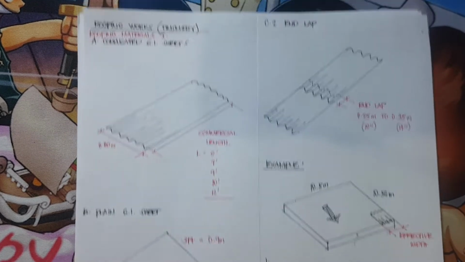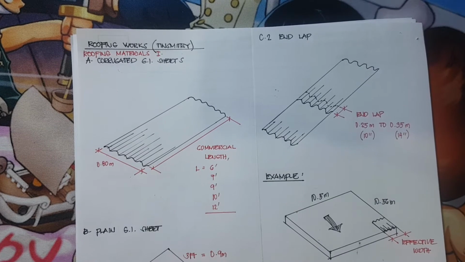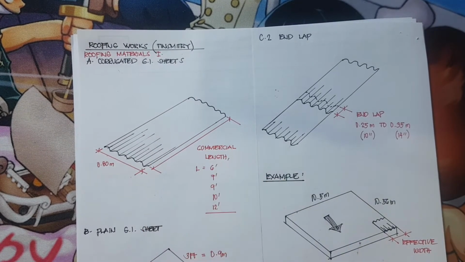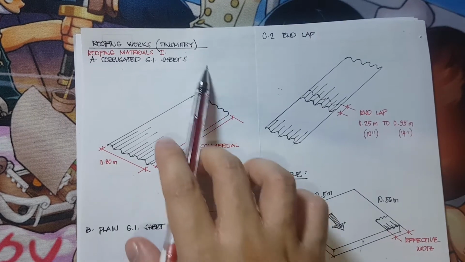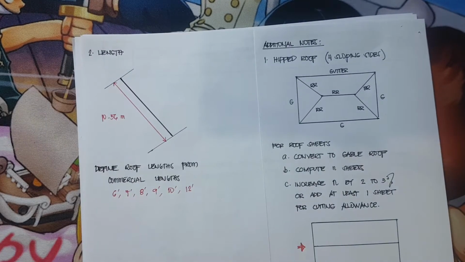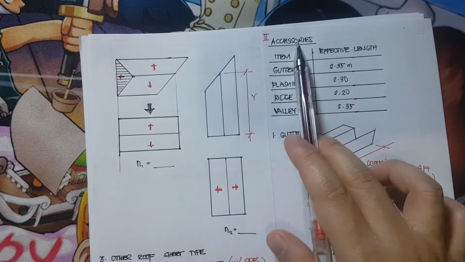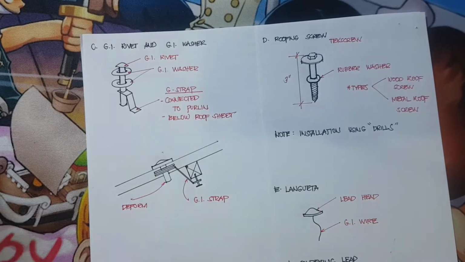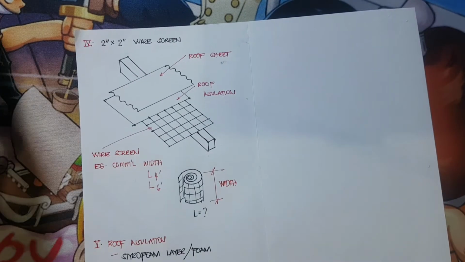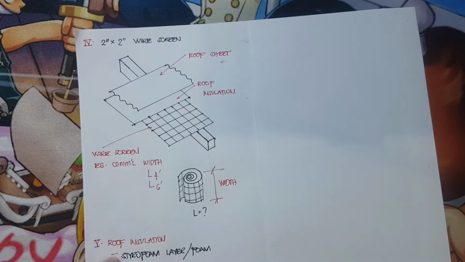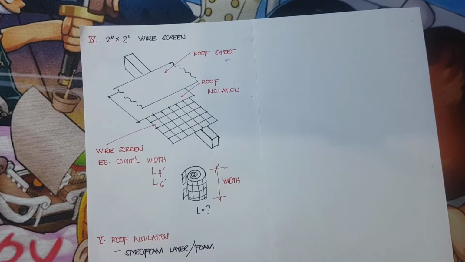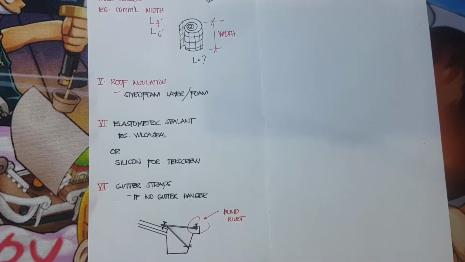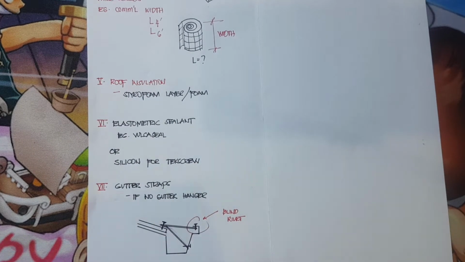This time we're going to estimate the materials for roofing works, or what we call the Tinsmithry. So what are the materials? We have the corrugated GI sheet, the accessories, the roof connectors, the 2x2 wire screen, the roof insulation, the elastomeric sealant, and the gutter straps. We will go through those items one by one later.